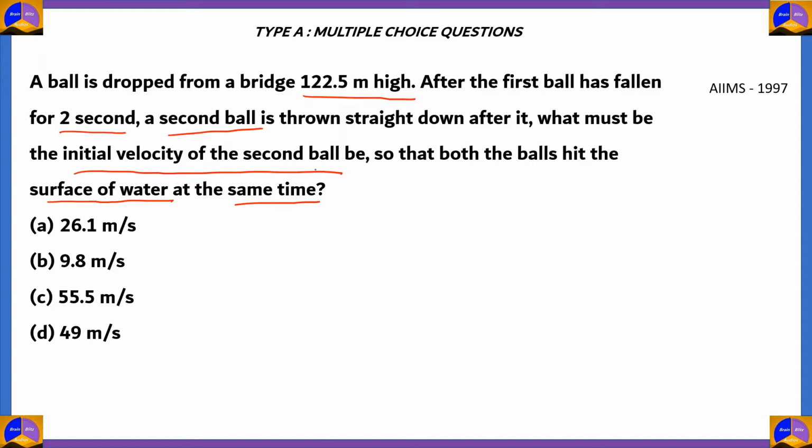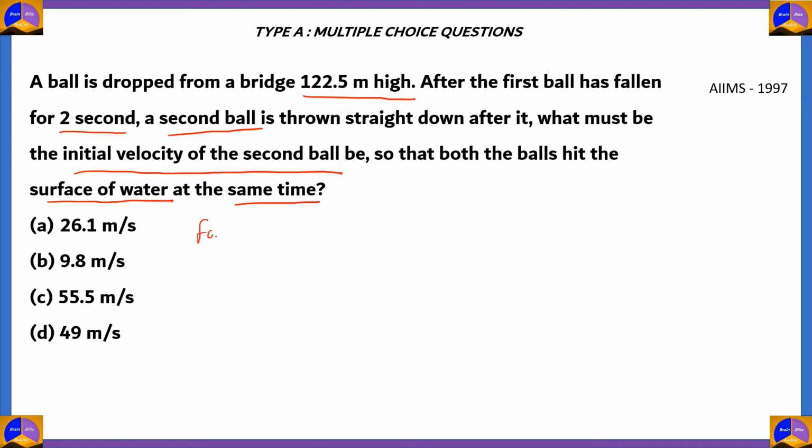So this sounds complicated, but the first thing we need to do is simplify it. We need to find the time taken for the first ball to fall down 122.5 meters. After we find that, we remove 2 seconds of it because the second ball was thrown 2 seconds after it. Then, using the revised time, we find the initial velocity of the second ball.